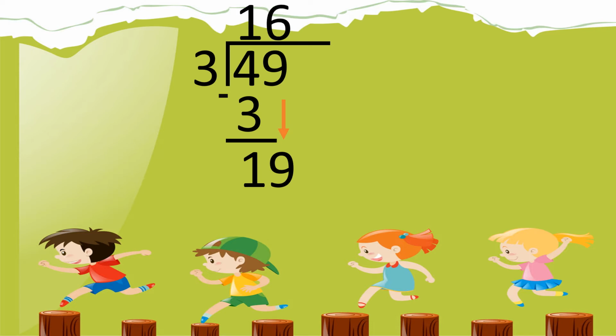We still have a remainder of 1, so we would times the 3 by the 6, which gives us 18. We would put that underneath the 19. Then we would subtract 18 from 19, which gives us 1. So on the top, we write an R, meaning remainder, and 1, which is how much remainder there is. So the answer of 49 divided by 3 is 16 remainder 1.